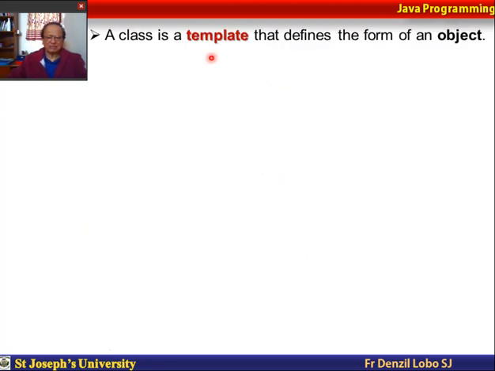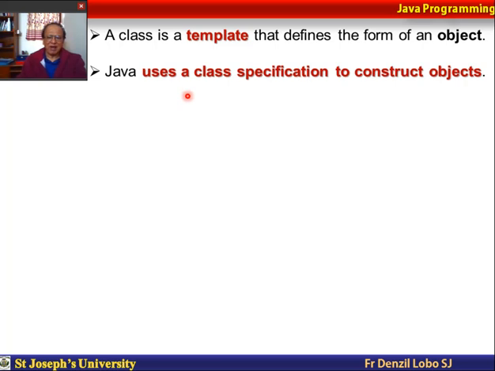So therefore, a class is a template, as I said, just like a printing plate that defines the form of an object. Java uses a class specification to construct objects. So from a class, we create objects. As we did in the case of structures, we created a new data type. From the new data type, we created different variables. So here the variables are objects in this case.